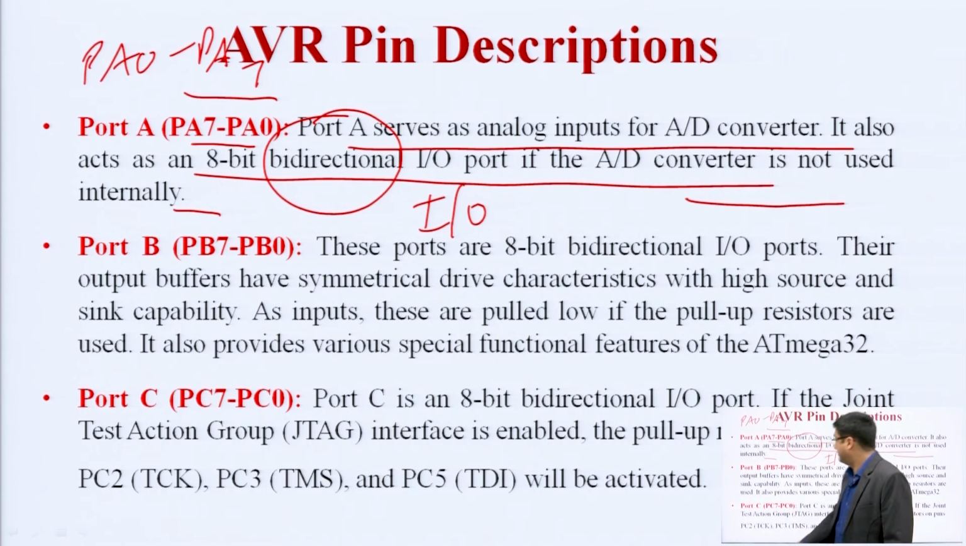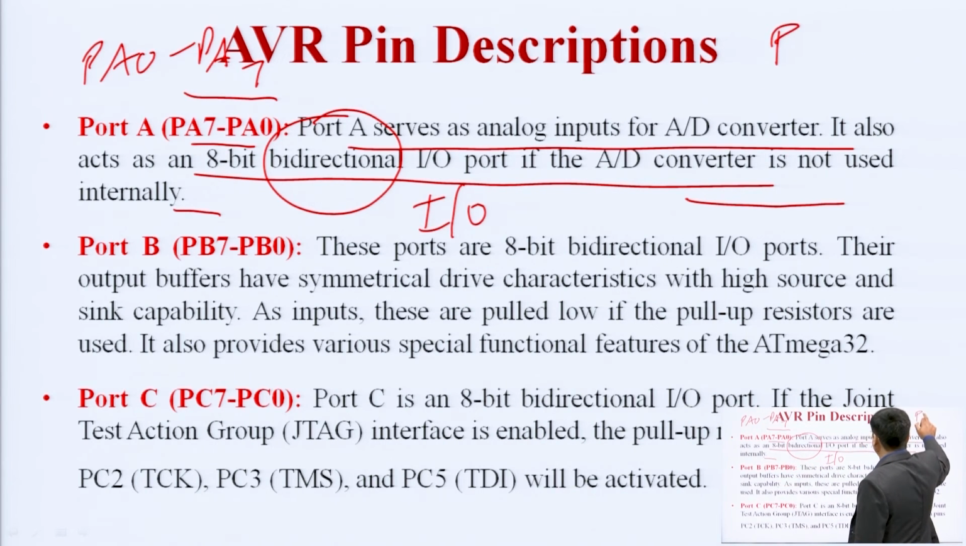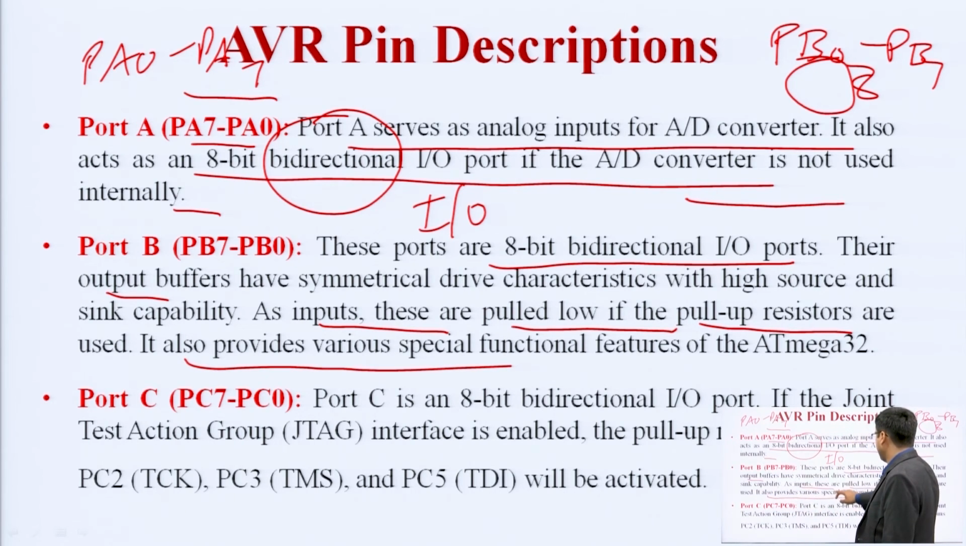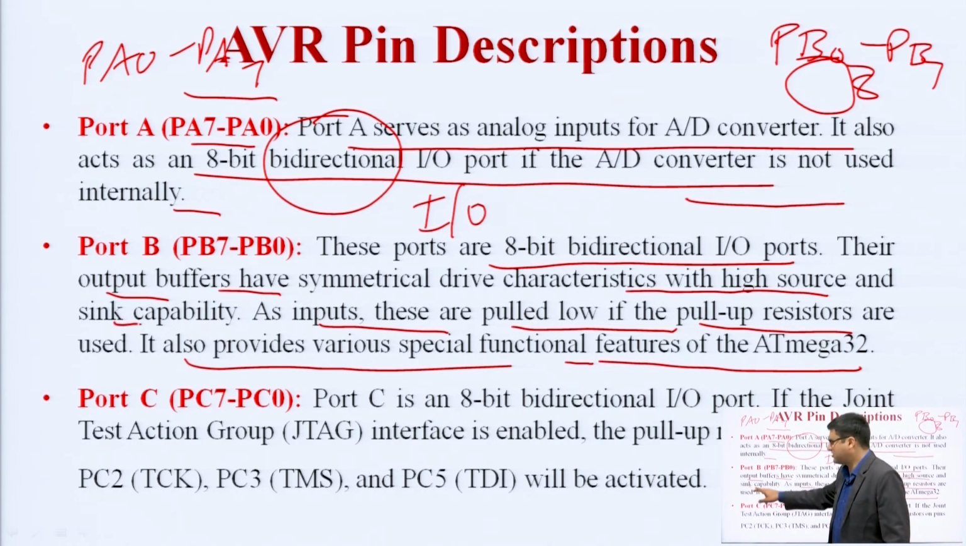After that there is port B. Port B varies from PB0 to PB7. So the count is 8. This is also a bidirectional input output port, which at one time can work as either an input or an output. As inputs, the pins are pulled low if the pull-up resistors are used, and it also provides various special function features of the Atmega 32. As output, it has symmetrical drive characteristics with high source and sink capability, meaning it can handle a large load.